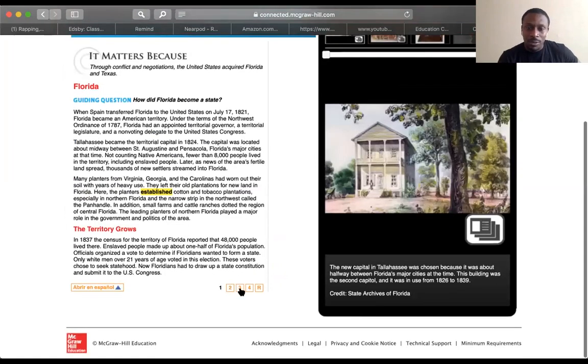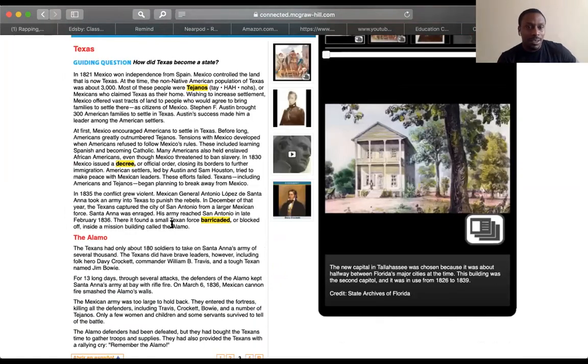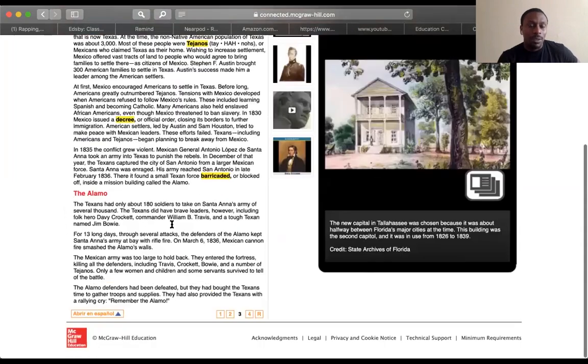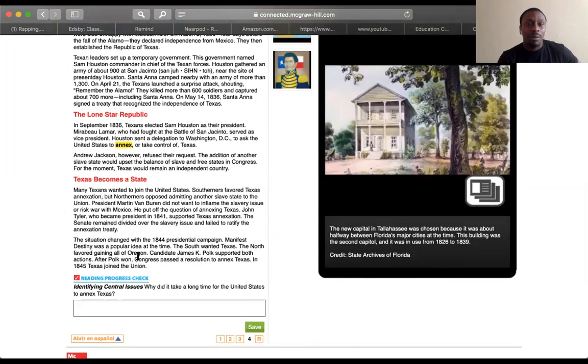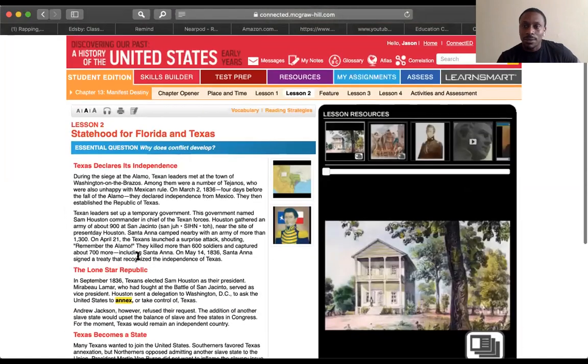You have to go all the way to page 3 before it starts talking about Texas, but you can read up on how Texas gained their independence and became a part of the United States.